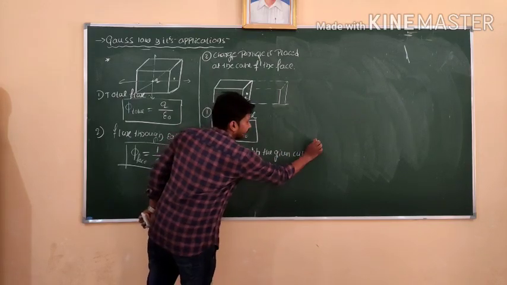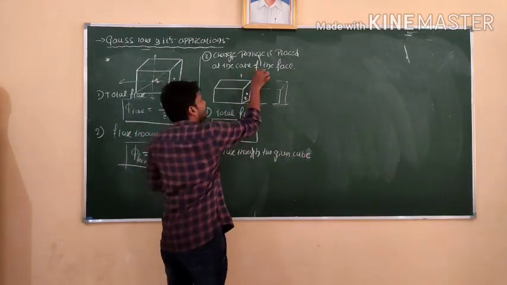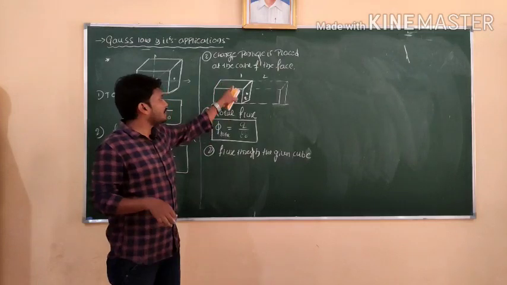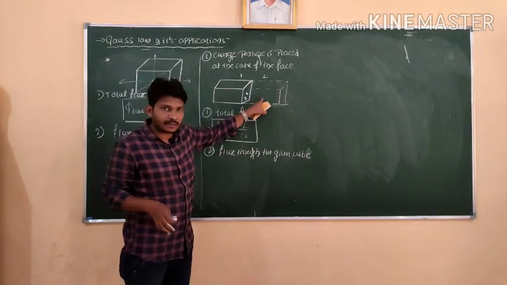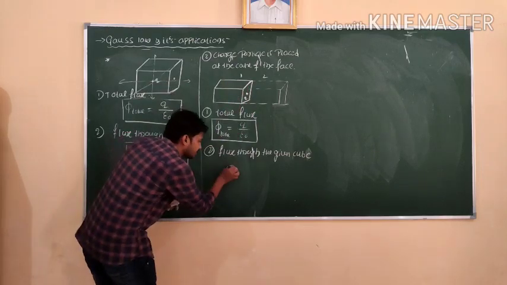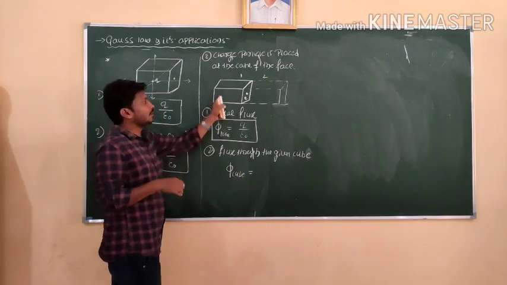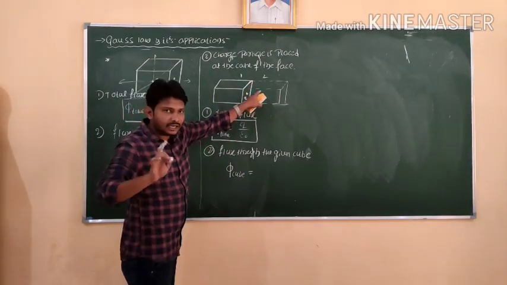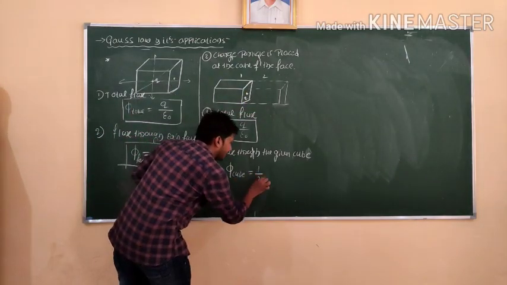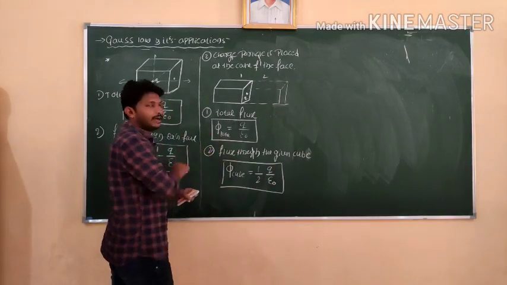How many cubes are present here? In order to make it a closed one, there are two cubes here. Then what is the equation for flux through the given cube? Flux through the given cube is equal to what? How many cubes are present here? So 1 by 2 Q by epsilon naught here. Why should I take that 1 by 2 here?